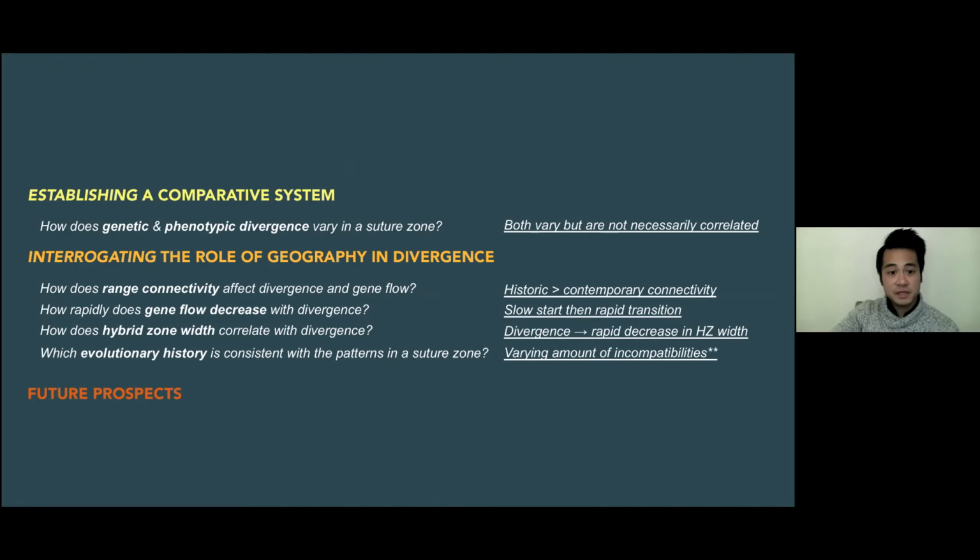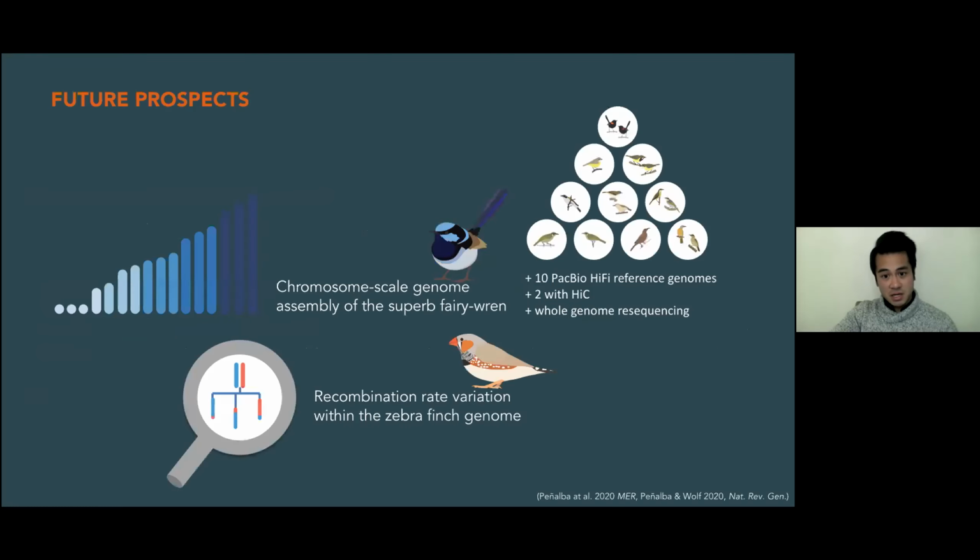And briefly, with some of the future prospects, the comparisons I was showing you today were mostly just ddRAD and whole genome comparisons. I want to use the genome that I assembled with a fairy wren as well as some of the genomes in the pipeline. So I'm working on a few PacBio HiFi genomes and Hi-C genomes and whole genome resequencing to try to see some of the patterns and variations that we see in the whole genomes actually within the genome itself.